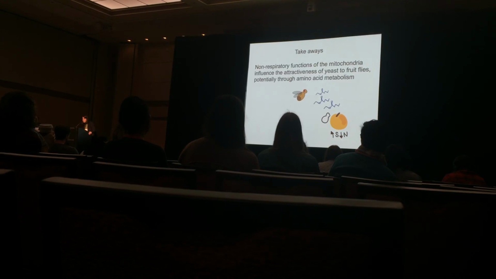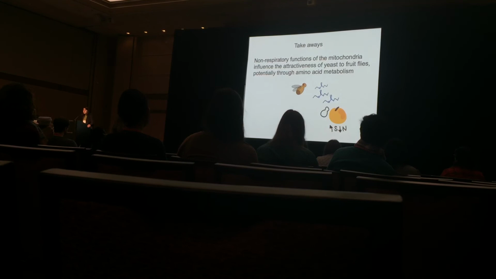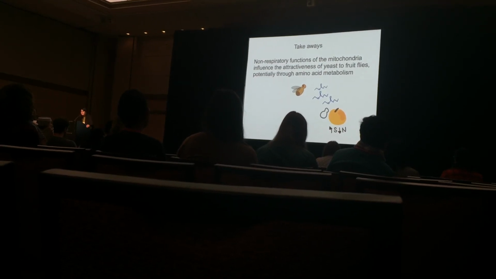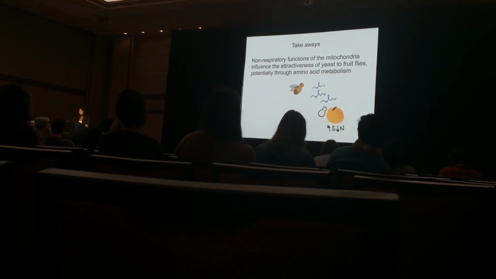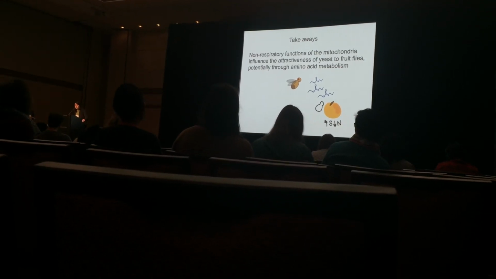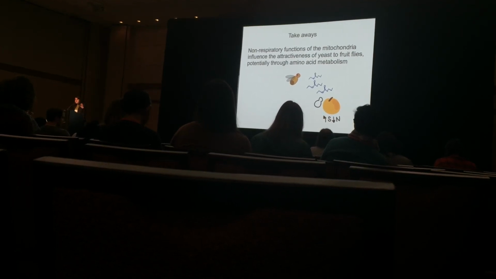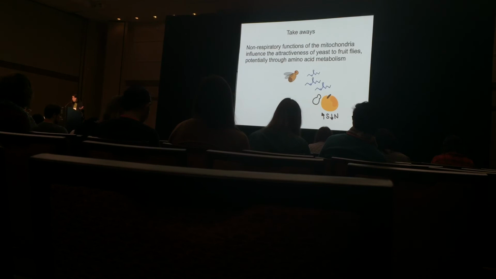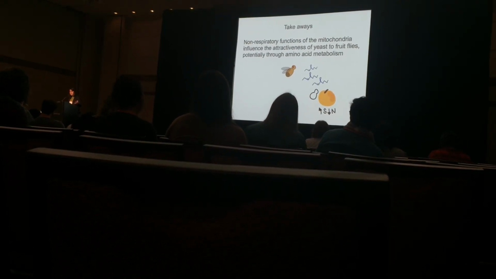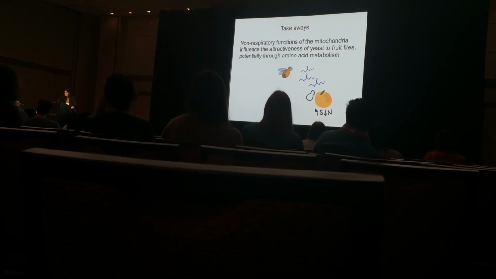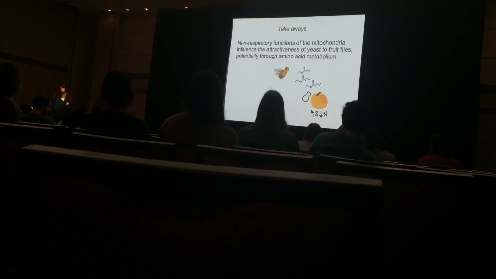All right, so what have we learned? So it appears as though non-respiratory functions of the mitochondria influence the attractiveness of yeast to fruit flies, generally during the process of fermentation. And we think that this might be happening via the mitochondria's engagement in amino acid metabolism. And more generally, what have we learned? Fruit flies seem to be attracted to yeast grown on natural substrates. And natural substrates have a very unique nutritional composition, which drives the production of very specific volatile compounds that Drosophila have evolved to sense.